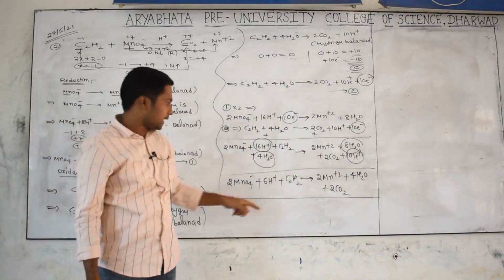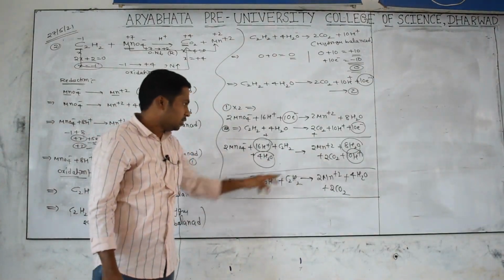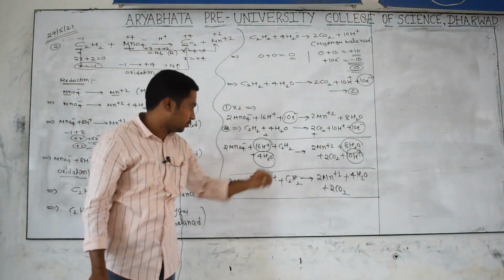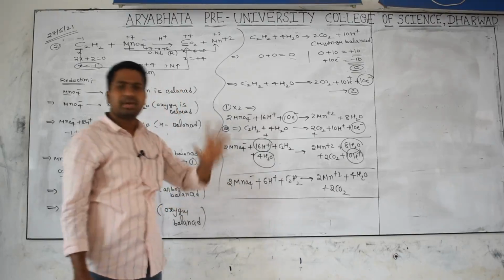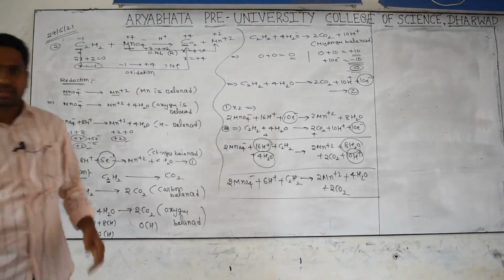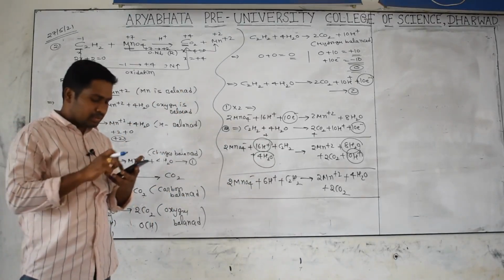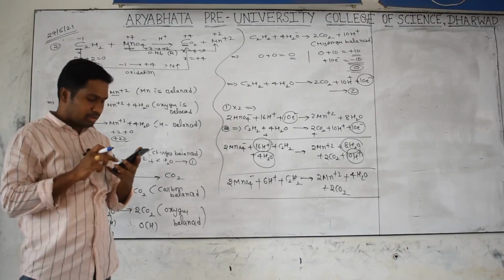2 manganese, 6 plus 2 is 8 hydrogen, 8 hydrogen. How many oxygens? 4 plus 4 is 8, and we are getting 8. Everything is balanced. Are you understanding or not? Yes, this is a very important thing for understanding the balancing of redox reactions. I will tell you one more.